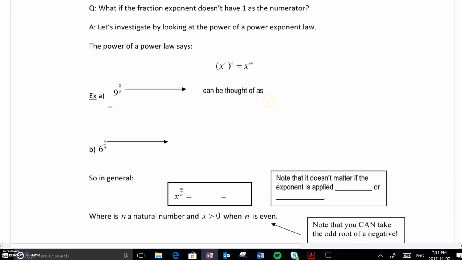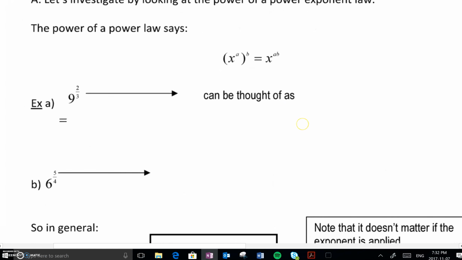We know that the power of a power law says that if you have an exponent and another exponent, you multiply those exponents. So here's the example of what it looks like. x to the power of a, then to the power of b, equals x to the power of a times b. So 9 to the power of 2 over 3 can be thought of as 9 to the power of, so we'll just look at this part right here. 2 over 3 can be thought of as 1 over 3 times 2.